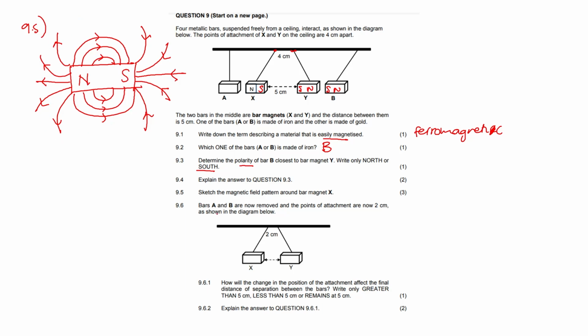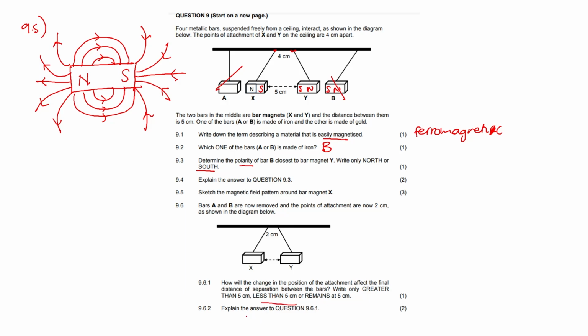9.6. We have bars A and B now removed. So these bars are now removed, and what we have left is right here. And the points are now narrowed, and they are not 4 centimeters anymore. They are only 2 centimeters. 9.6.1. How will the change in position of the attachment affect the final distance of separation between the bars? Write only greater than 5 centimeters, less than 5 centimeters, or remains at 5 centimeters. So the answer is less than 5 centimeters.